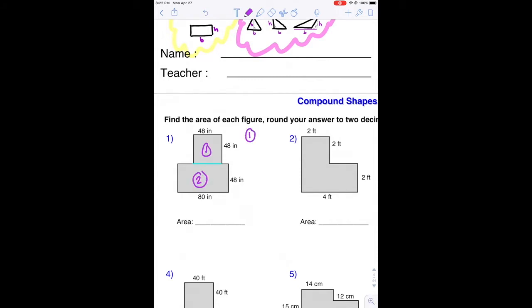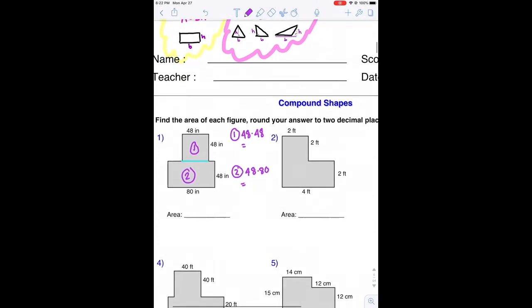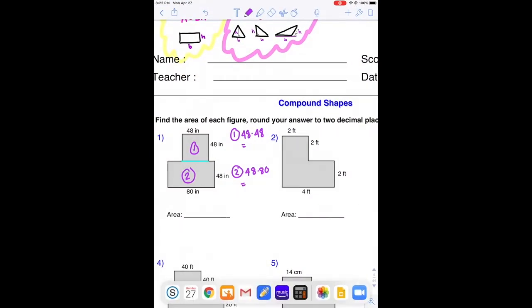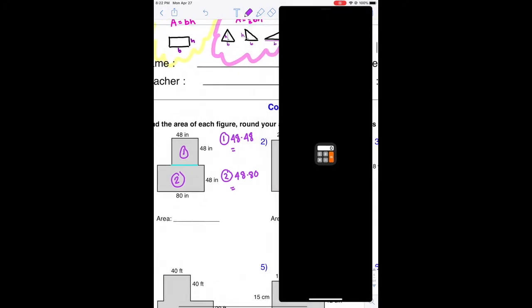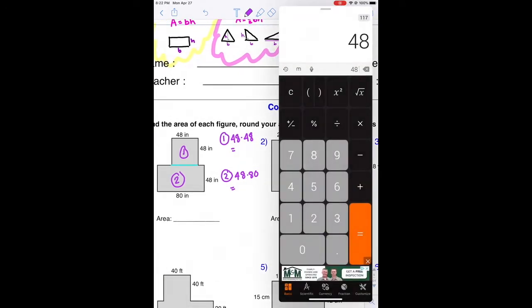So for shape 1, I need to do 48 times 48, and I'm going to do that in my calculator in a second. For shape 2, I need to do 48 times 80. I'm going to do that on my calculator in a second. So let's bring up the calculator. 48 times 48 is 2,304. So that's the area of the top shape. In shape number 2, 48 times 80 is 3,840.